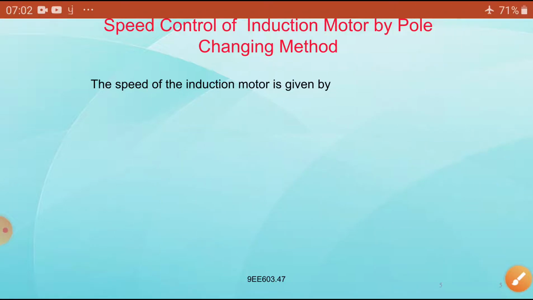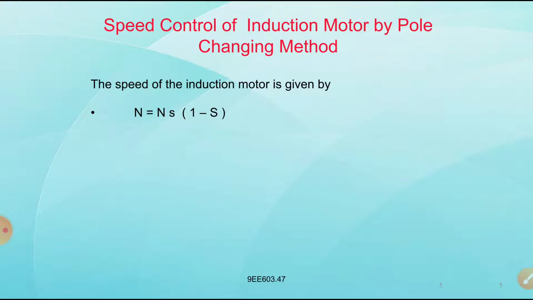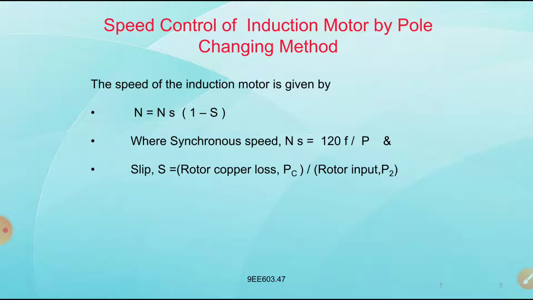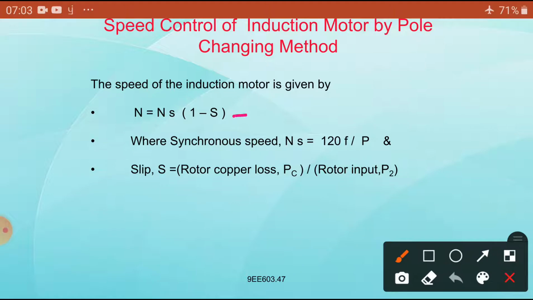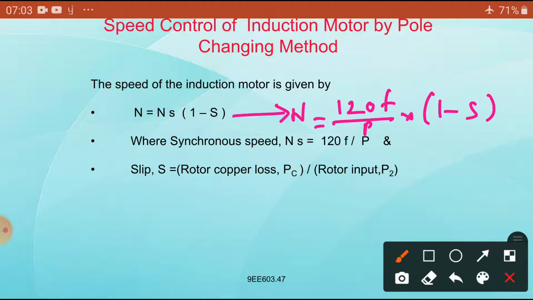The speed of the induction motor is given by N, the rotor speed, is equal to the synchronous speed into 1 minus slip, where the synchronous speed Ns is equal to 120 F by P. Substituting this in the equation, we get N is equal to Ns into 1 minus S, that is, Ns is equal to 120 F by P, into 1 minus S, that is equal to N. That means we can change the speed depending on the frequency, the number of poles and the slip.